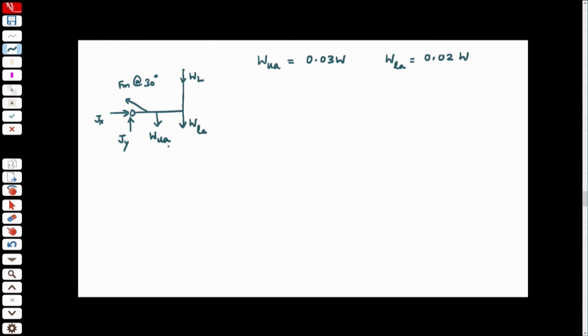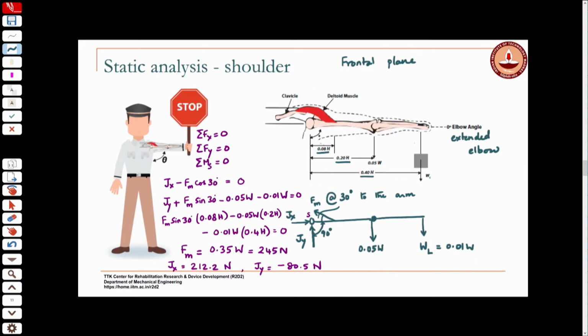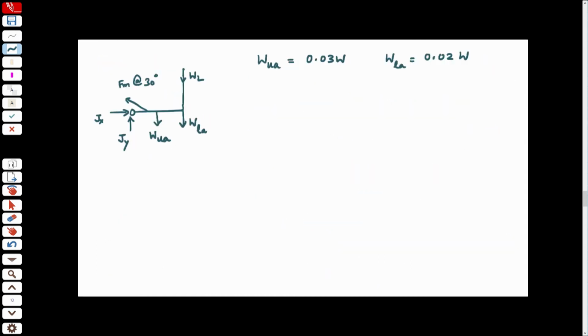Now let me compute this. The lengths of the upper arm and lower arm are equal, right? So we had here 0.4, this is 0.2. So the weight of the upper arm acts at 0.1 h, and these two, their moment arm is 0.2 h.